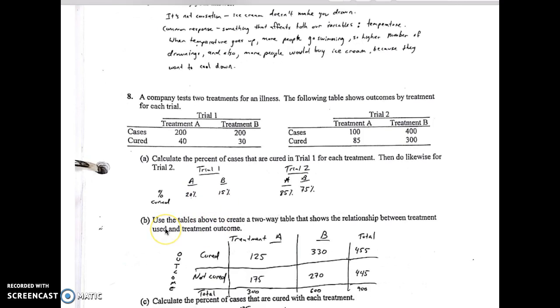Part B, use the tables above to create a two-way table that shows the relationship between treatment used and treatment outcome. So one side of our table is treatment used. It's going to be whether they use treatment A or treatment B. And the other side, the outcome, whether they're cured or not cured. So I did treatment A and B as my columns, my cure, the outcome, as my rows.